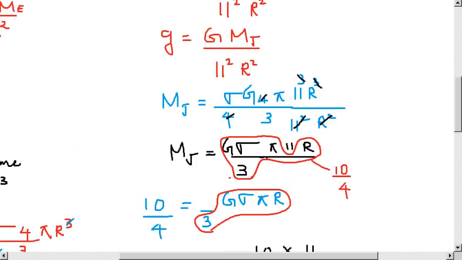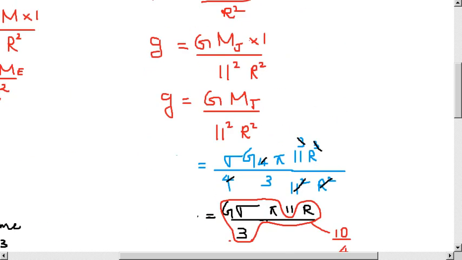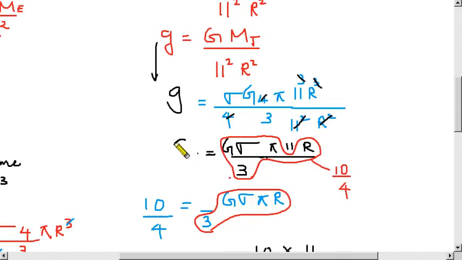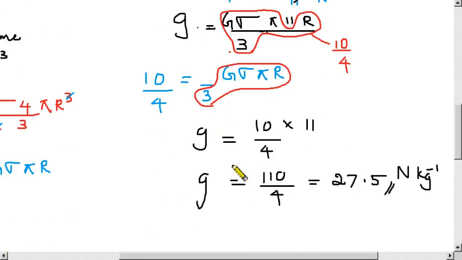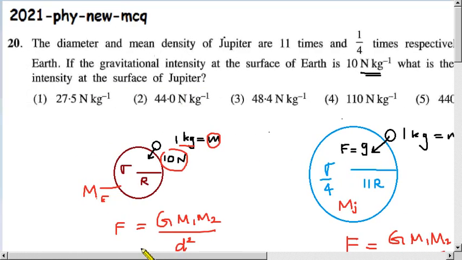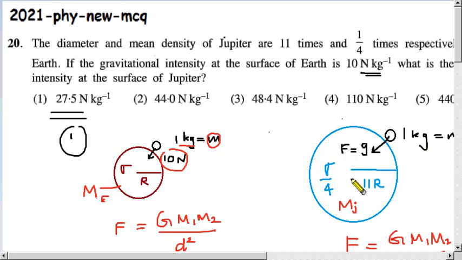There's a mistake. What we have written here? Here it should be G. I have written m Jupiter, but that should be simple G, because this G should go along. Simple G. We found g of Jupiter. So that is the answer, 27.5. This one. So the first option is the answer for question 20. Okay, correct. You understood, I think.